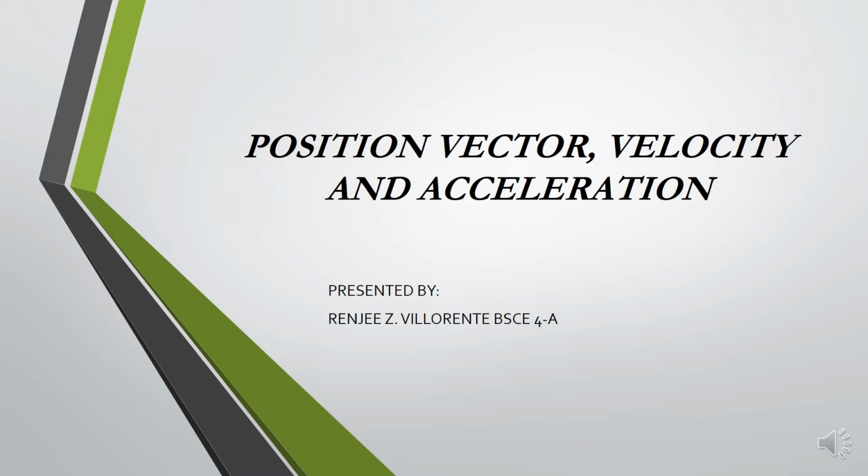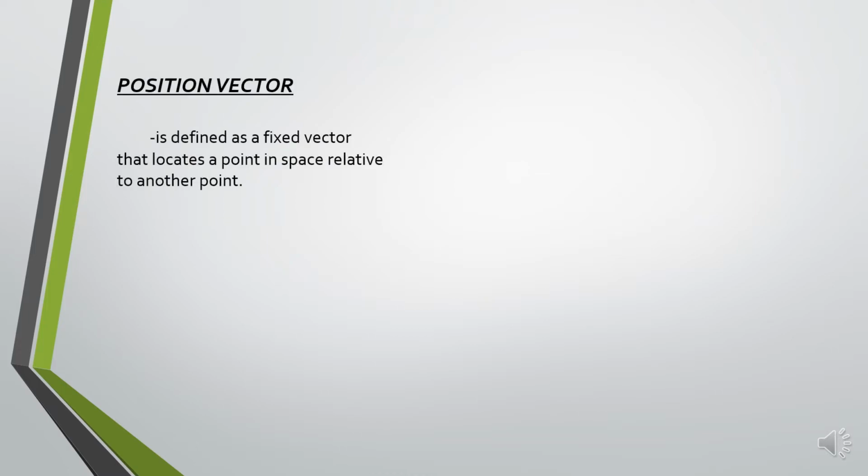In most practical applications, we are interested in the position or the velocity or speed of the particle as a function of time. Therefore, we need equations that relate the position, velocity, and acceleration. So first, let's define position vector. Position vector is defined as a fixed vector that locates a point in space relative to another point.